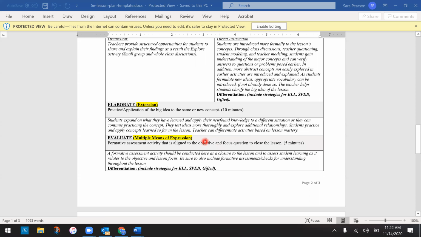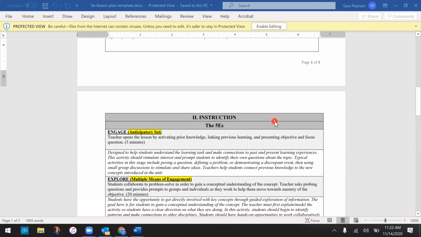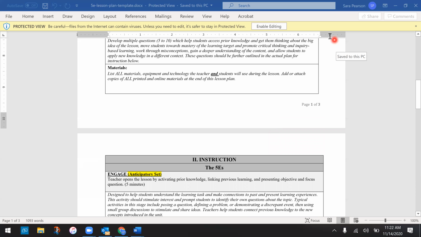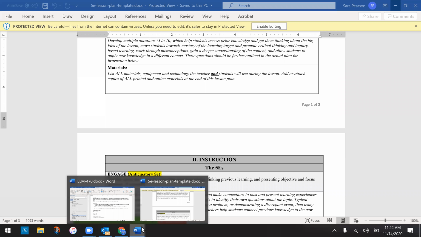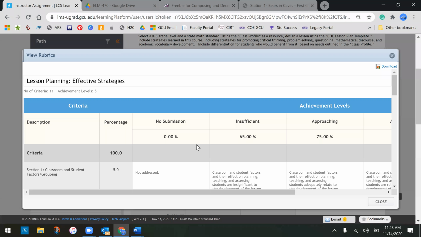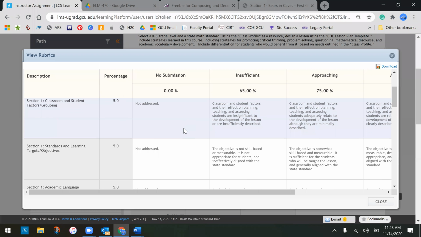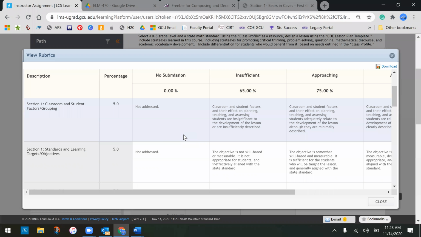So that's the 5E lesson plan. It's my preference to see you guys use this just because it really supports our constructivist strategies, but it's not mandatory. You can always use the traditional template as well. So the rubric for this is exactly the same as the other lesson plan rubric that we did.